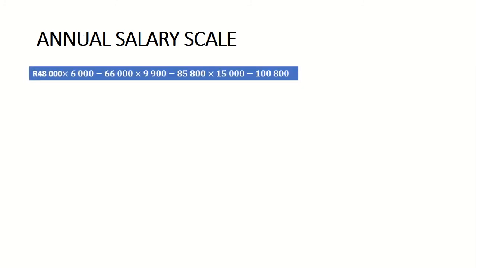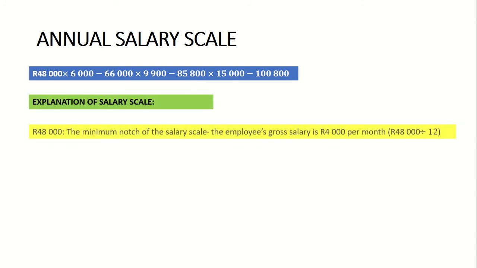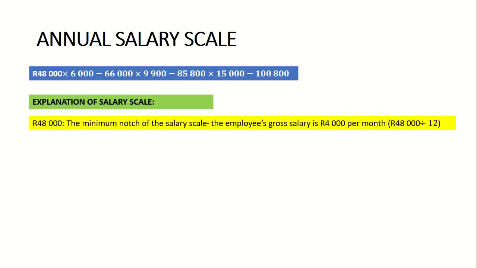Okay. Now, in this case, let's analyze this information that is given to you. We are given a salary scale, an annual salary scale. Now, how do we read this? This is how we read it. The 48,000 is the minimum amount or minimum notch of the salary scale. The employee's gross salary is 4,000 per month, which is 48,000 divided by 12.